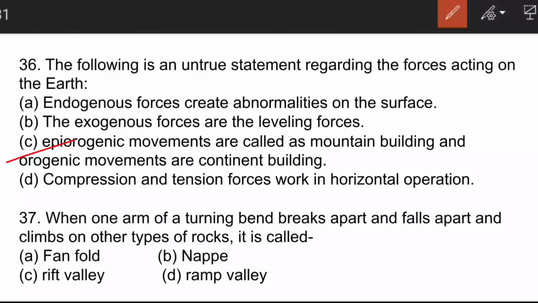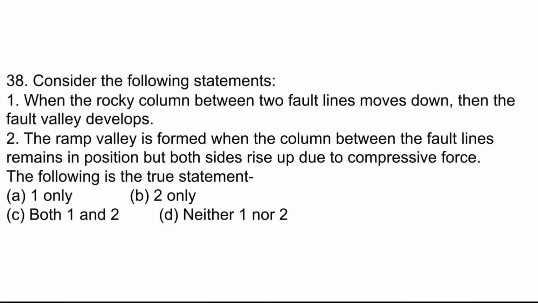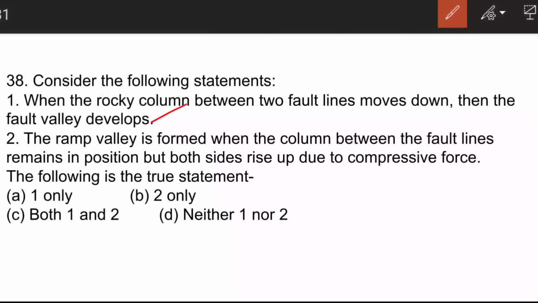When one arm of a turning bend breaks apart and falls and climbs on the other type of rock, it is known as nappe. It is something like this and it gets broken then. The next question is, consider the following statement. When the rocky column between two fault lines moves down, then the fault valley develops. This is a correct statement. The rift valley is formed when the column between fault lines remains in position but both sides rise up due to compressive forces. Here, both the statements are correct. This is also a correct statement.